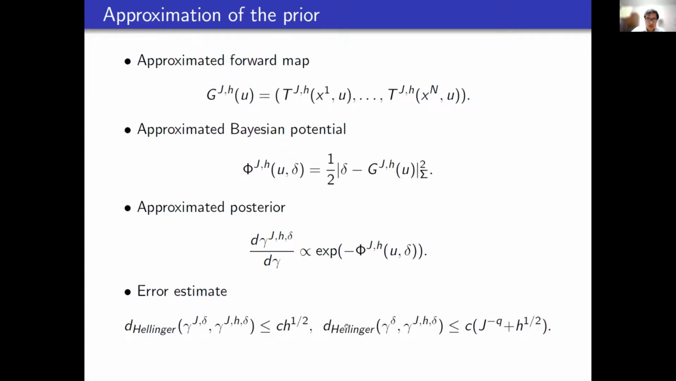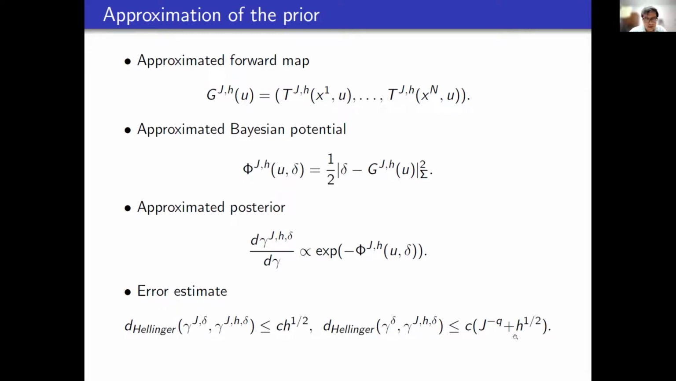And the Hellinger distance between gamma_Jh^delta, which we can find from the numerical solution of the forward equation, and the posterior is bounded by this right-hand side here.